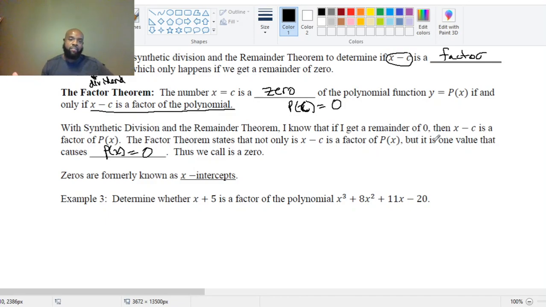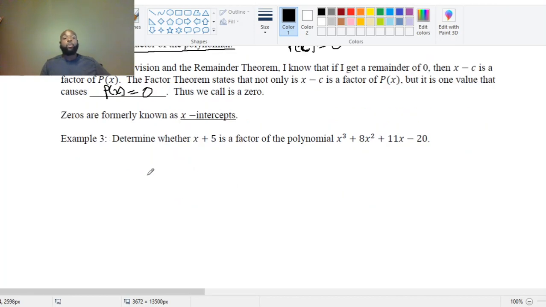And so that's the topic of this chapter: the zeros of polynomial functions. Zeros of polynomial functions are the same exact thing as x-intercepts, because x-intercepts are the values that make your function equal to 0, the x values that you plug in and you get an output of 0.